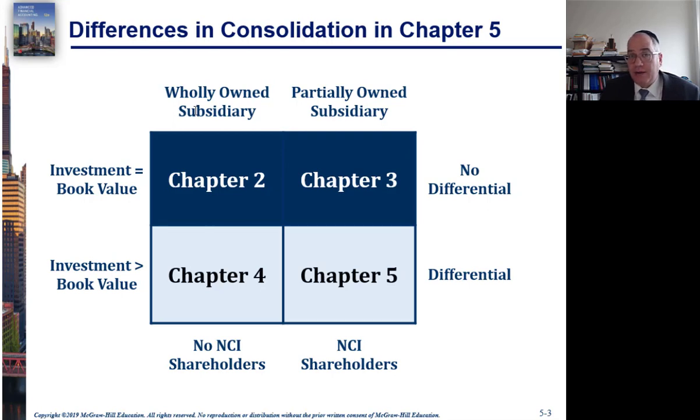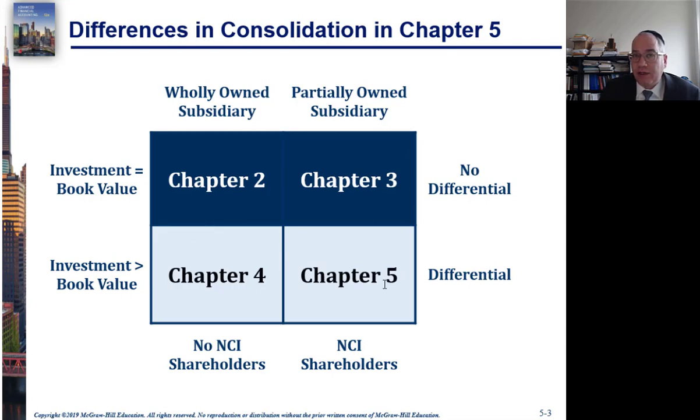We started off with chapter 1, an introduction. Chapter 2, we looked at a wholly owned subsidiary where investment equals book value, i.e. there was no differential. Chapter 3, we looked at a partially owned subsidiary with no differential. Chapter 4, we looked at a wholly owned subsidiary with a differential. And now we're going to put together the partially owned and the differential into one single scenario, which is Chapter 5. So Chapter 5 really combines everything we've seen before.